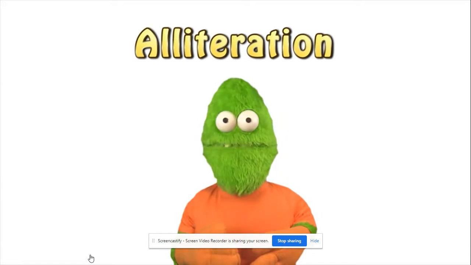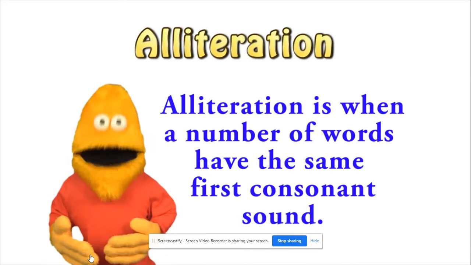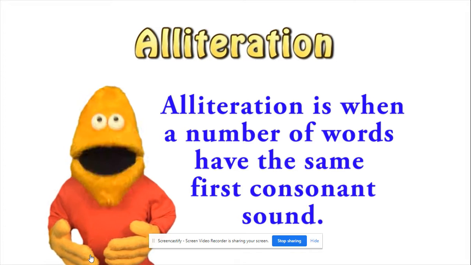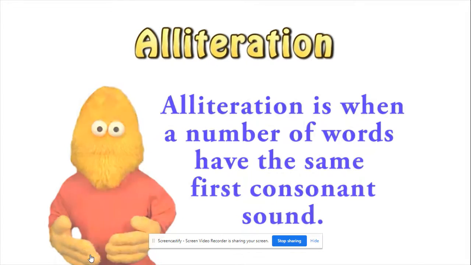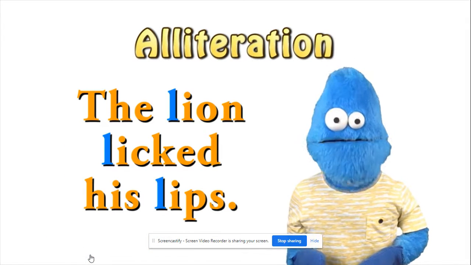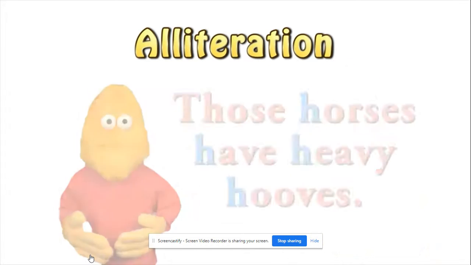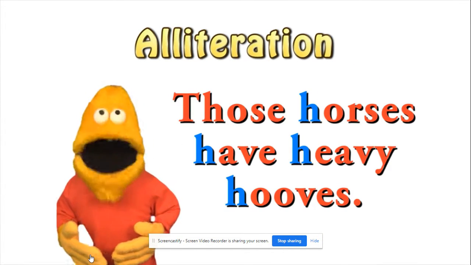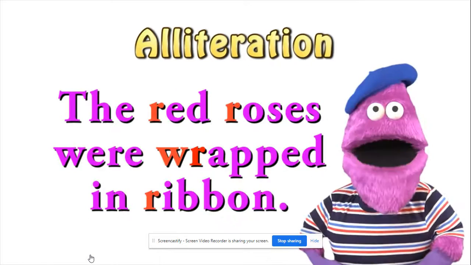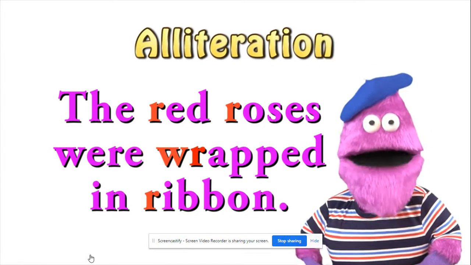Alliteration! Alliteration is when a number of words have the same first consonant sound. The horses have heavy hooves. The railroads round the river.